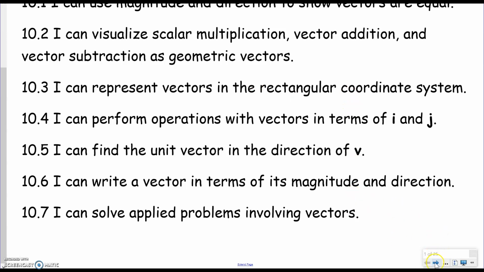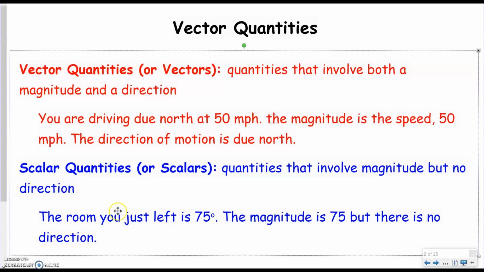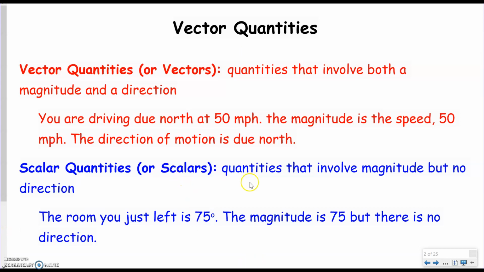in calculus. So, vectors or vector quantities are quantities that involve both magnitude and direction, so you can think of applications. For example, you're driving due north at 50 miles per hour. The magnitude is the speed, which is 50 miles per hour, and the direction of the motion is due north. And scalar quantities or scalars are quantities that involve magnitude but no direction. So if you just left a room at 75 degrees, the magnitude is 75, but there's no direction.